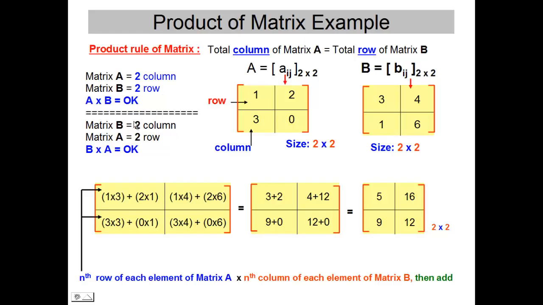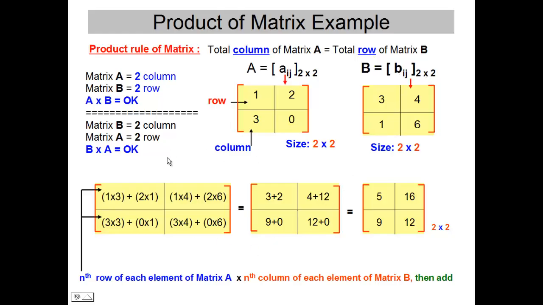Second, again we check the cross. Matrix B has 2 columns and matrix A has 2 rows. So B cross A is also okay because the size of both matrices is the same. It is 2 by 2. So in representation, matrix A equals square bracket A of ij, 2 by 2, and matrix B equals square bracket B of ij, 2 by 2.